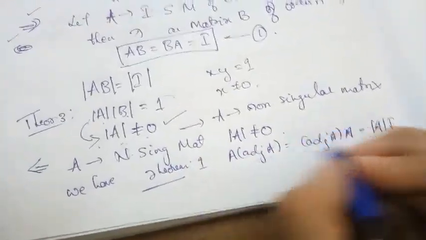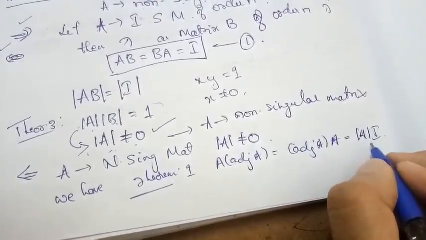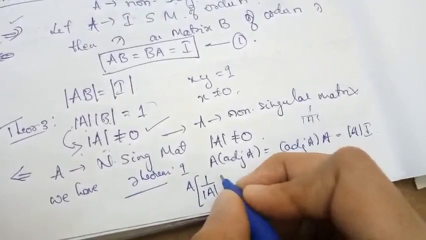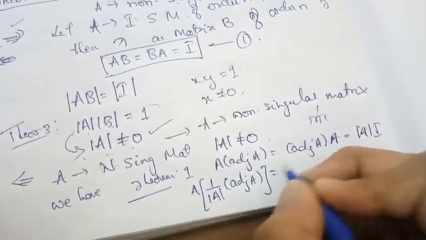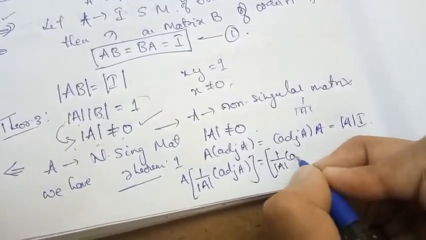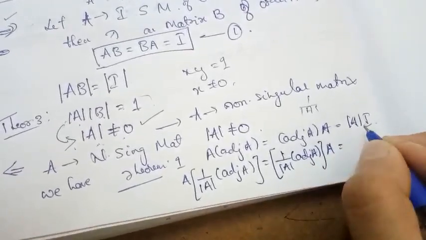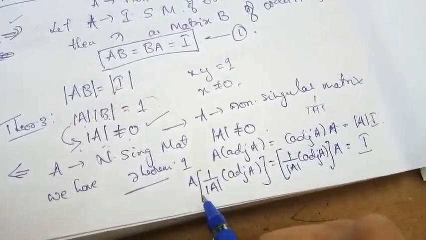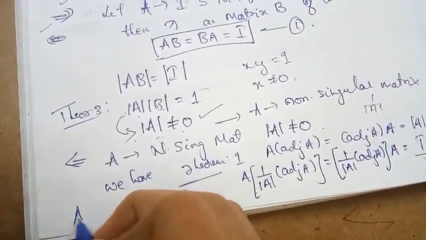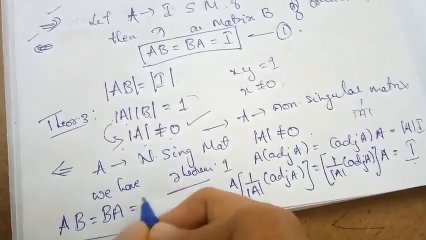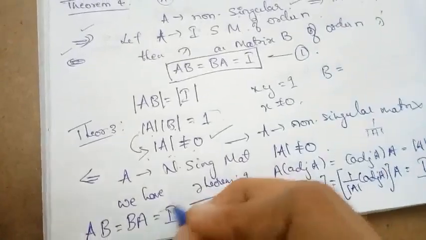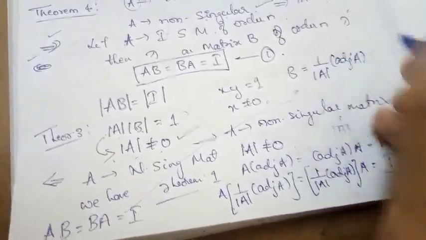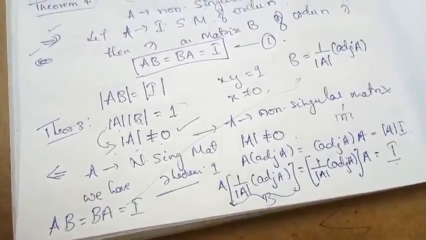So if I multiply this whole equation by 1 by determinant value of A, that is nothing but A into 1 by determinant value of A into adjoint A, which is equal to again 1 by determinant value of A into adjoint A into A. Here, multiplying by 1 by determinant value of A, the determinant value of A cancels, remaining is I. So clearly this equation is in the form of A into B is equal to B into A, which is equal to I, where matrix B is nothing but 1 by determinant value of A into adjoint A.